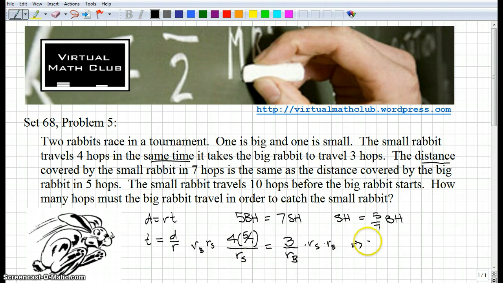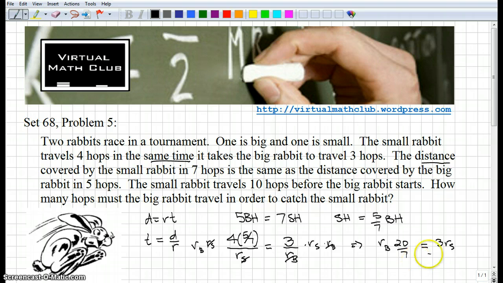So that'll give me that the big rabbit's rate is equal to the big rabbit's rate times this 4 times 5/7, so I'm going to write that as 27, okay, is equal to, now here the big rabbit's rate cancels out, here the small rabbit's rate cancels out, so this is equal to 3 times the small rabbit's rate.